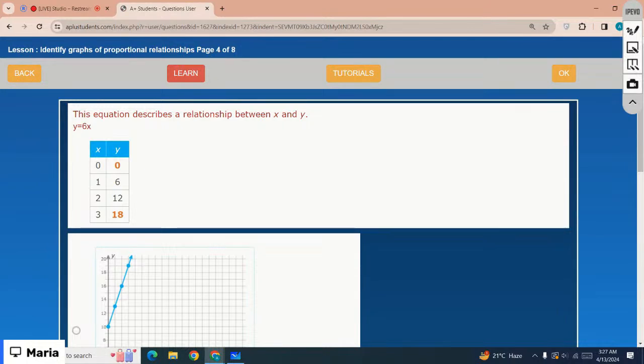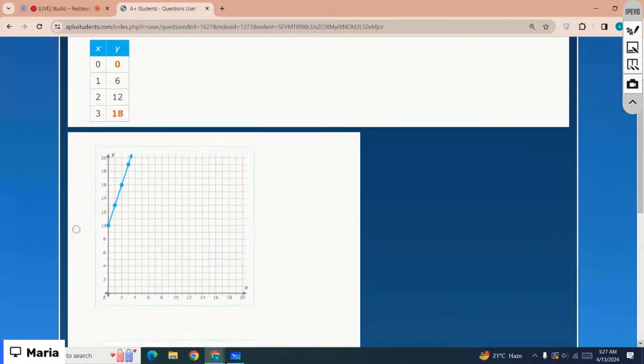This equation describes the relationship between x and y: y equals 6x. Which is the correct option? Here are the graphs. The first one is not the correct option. Why? Because in proportional relationships, when x is 0, y is 0.